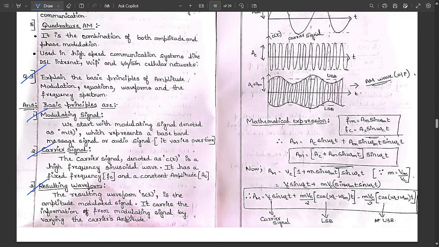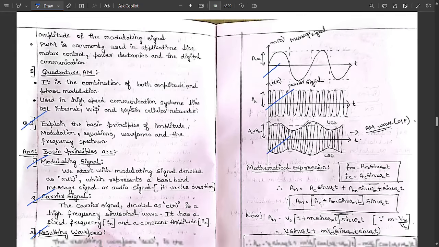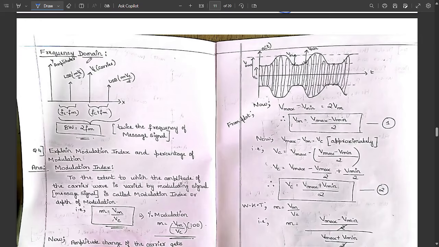It is represented as s(t), and these are the three signals: message signal, carrier signal, and amplitude modulated signal. You can note it down along with the mathematical expressions for fm, fc, and AM. Then AM after splitting the values of fm, fc. This Vc sin ωct is for the carrier signal, this is for the lower sideband, and this term is for the upper sideband. You can note it down along with the frequency spectrum.